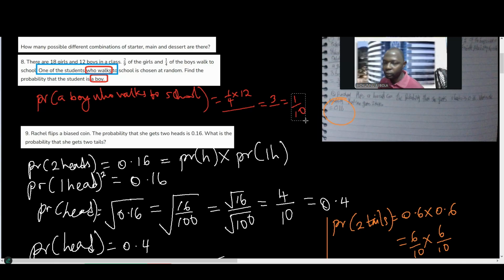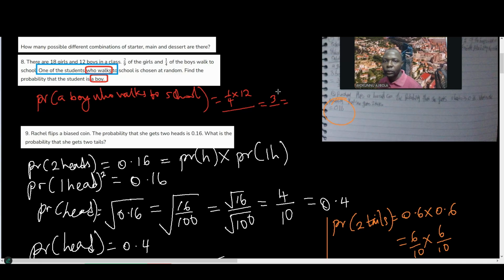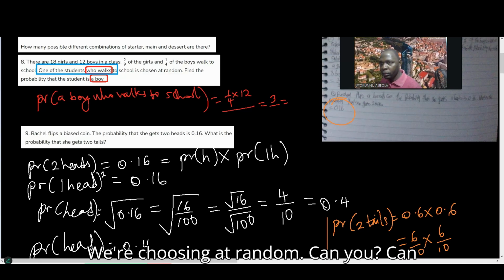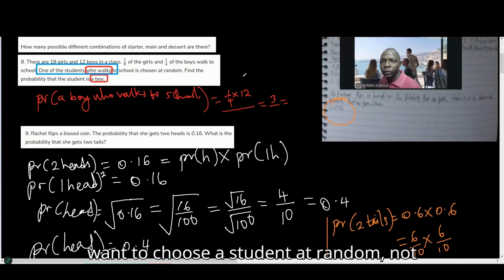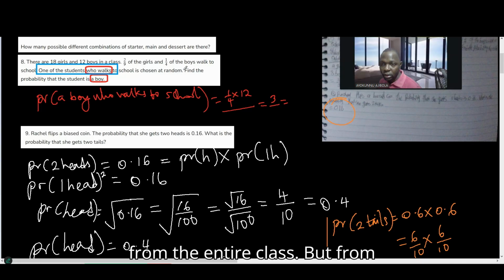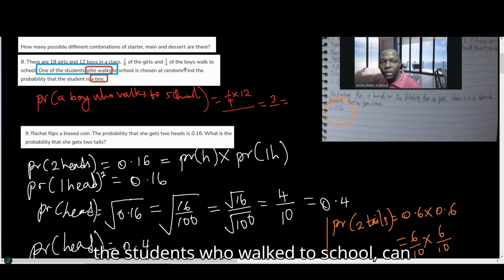Exactly. We're choosing at random. Do you get what I'm explaining? We want to choose a student at random, not from the entire class, but from the students who walk to school.